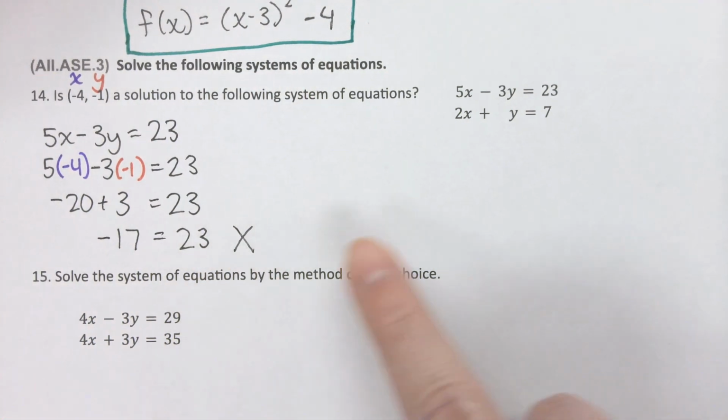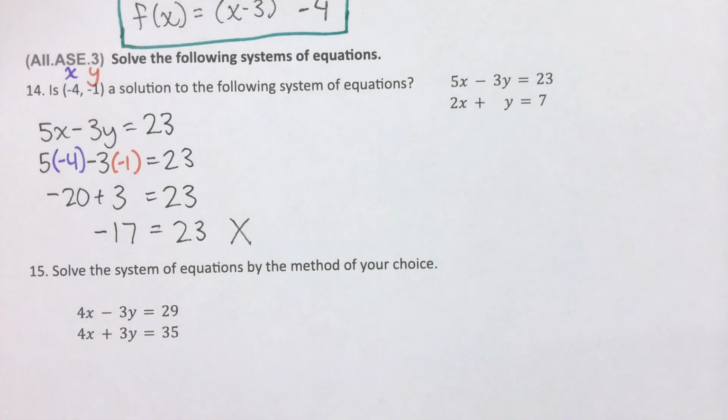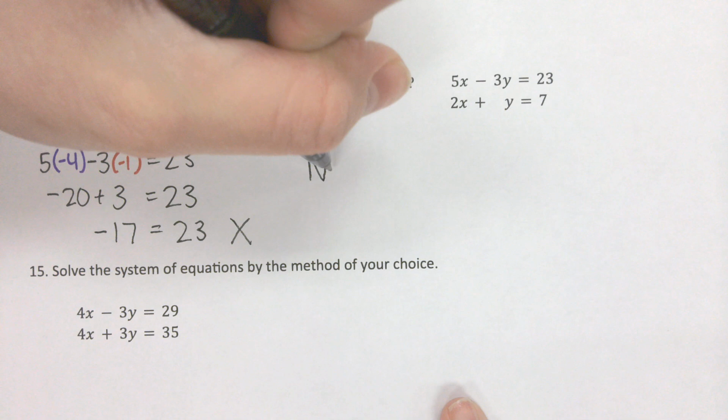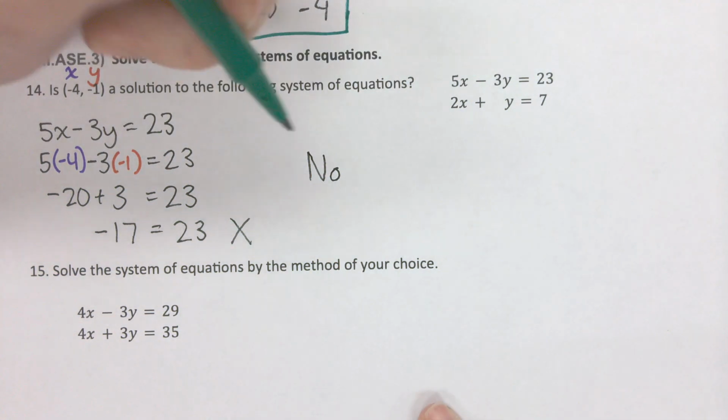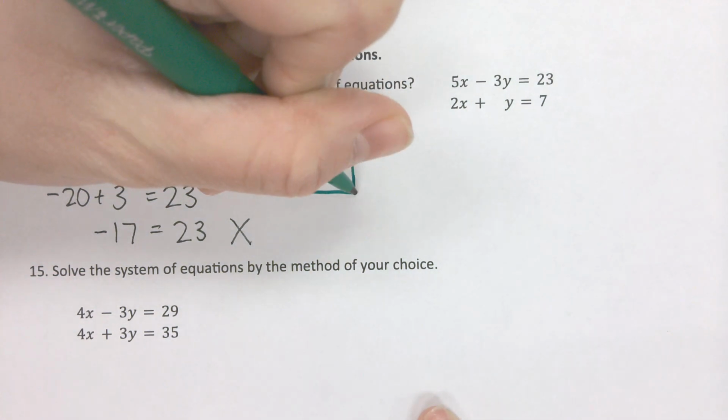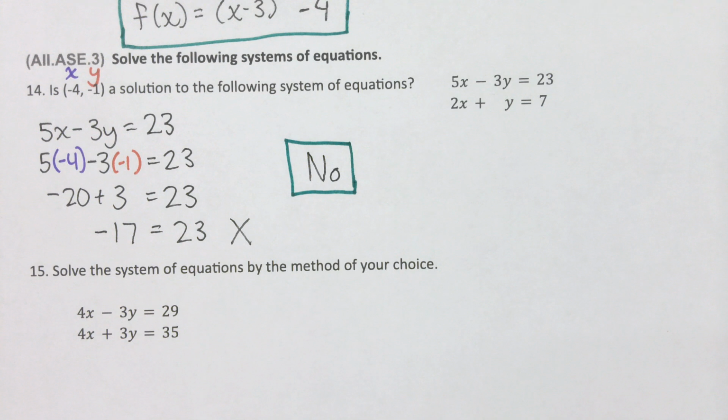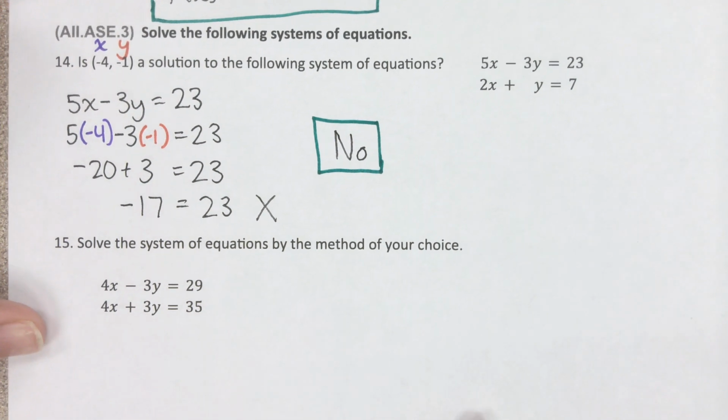Since it failed the first equation, we can go ahead and say no, this is not a solution, because it must work for both equations in order for it to be a solution. And since it failed the first equation, we can already with confidence say no, it does not. So no is going to be our answer. And we can move on.